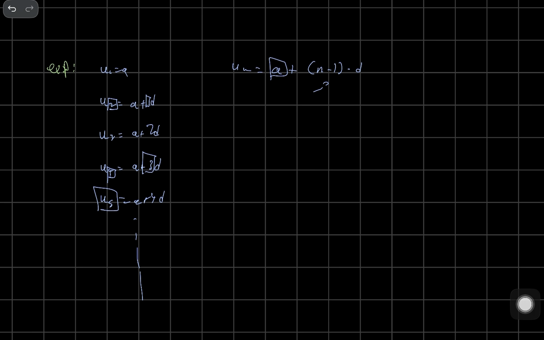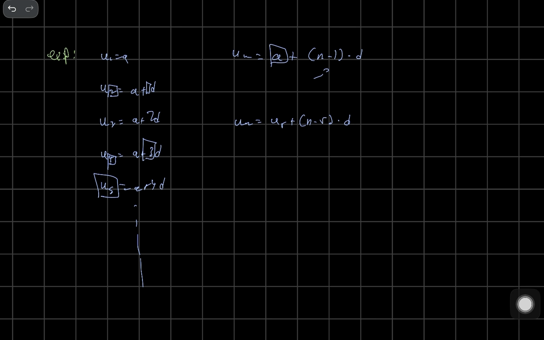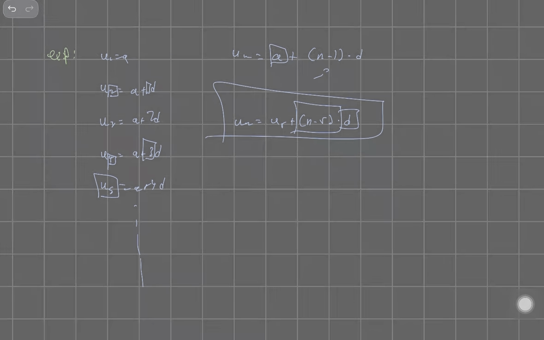Okay? But this itself came from a more general rule, which is un equals ur plus (n minus r) times d. So when you want any nth position, if you start from the rth position, you basically just add the number of steps that you went multiplied by the common difference. This is how we got this formula.